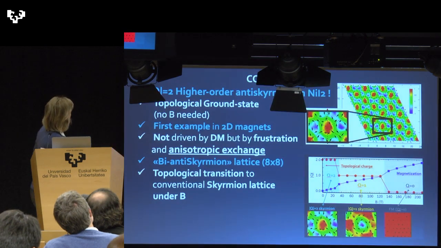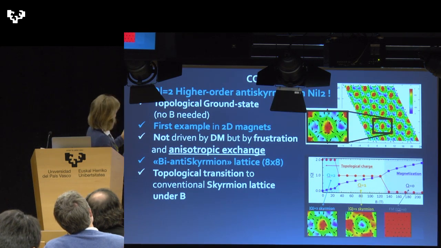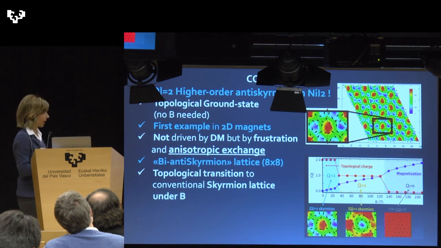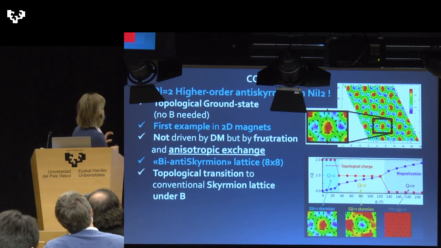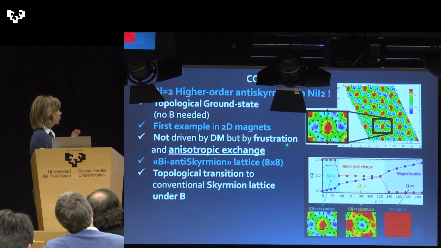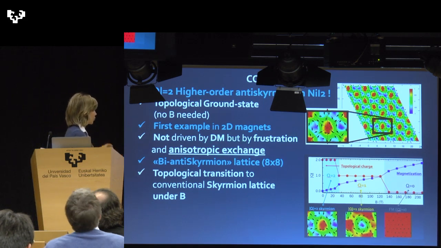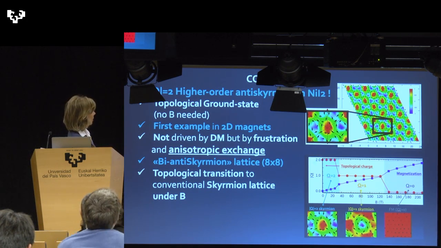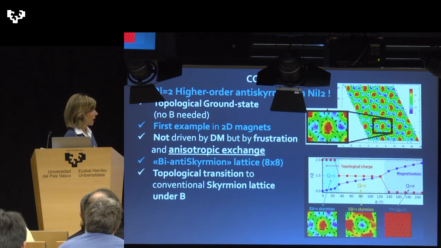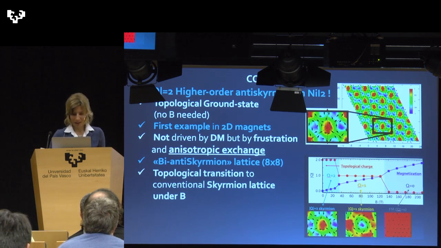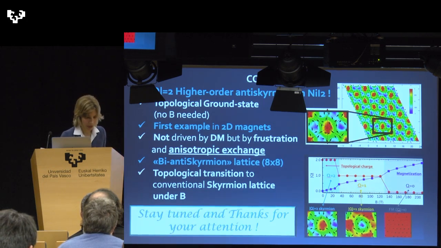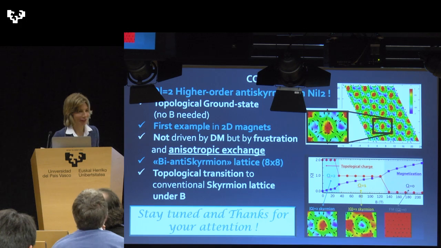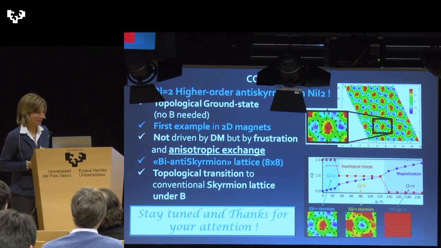So let me conclude. We found an exotic, very topological state of matter as a ground state, no B field needed, not driven by DM, but by a combination of frustration and anisotropic exchange. And we have also a very peculiar behavior as a function of the magnetic field. So with this, I would like to thank you for your attention, and I'm ready to answer any question you might have.